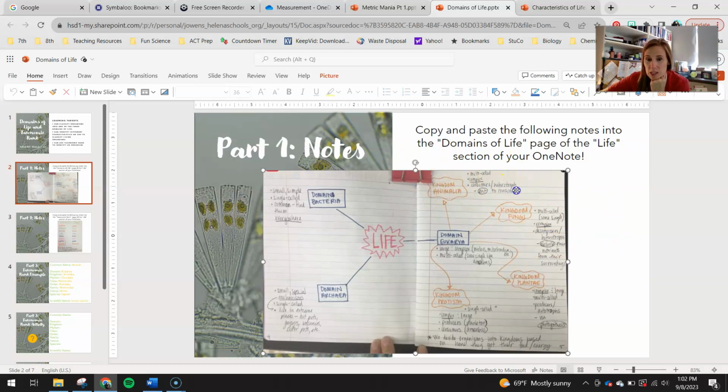Okay, so that's where we would sort: all right, you're an animal because you have to bring food in. You're a fungus because you decompose it on the outside and bring it in. And then you're a plant because you can make your own food, okay? Protists down here are unique.